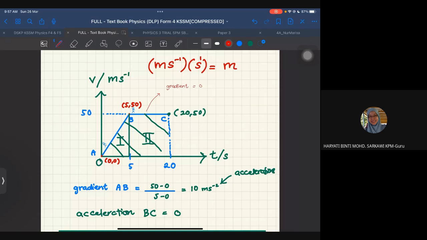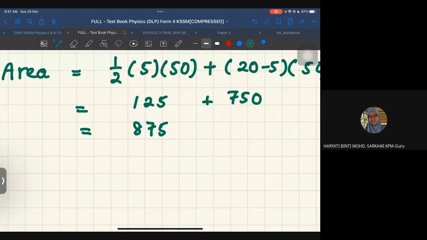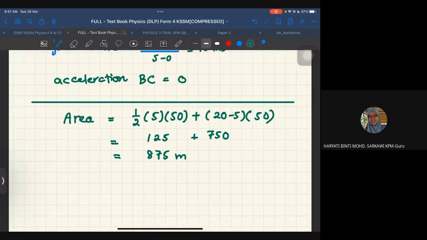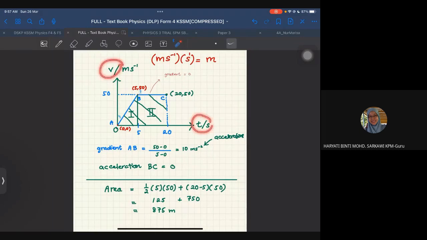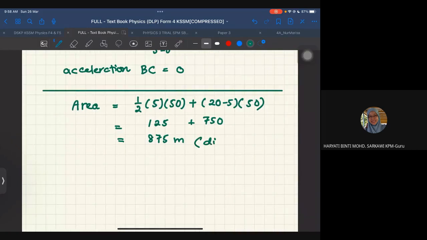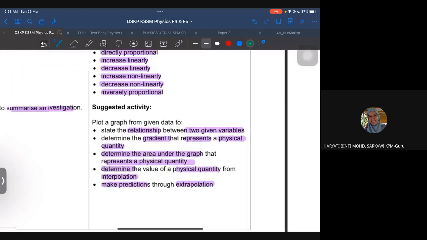Okay? So now the unit for the area under the graph is meter. So I can write here as meter. So what physical quantity has that unit? Distance, right? Or in this case, it is actually displacement. So you see, if you are given graph of V against T, the gradient of the graph represents acceleration. But the area under the graph represents displacement because this is velocity. So the area under the graph represents displacement. Okay, so actually we already done this part.